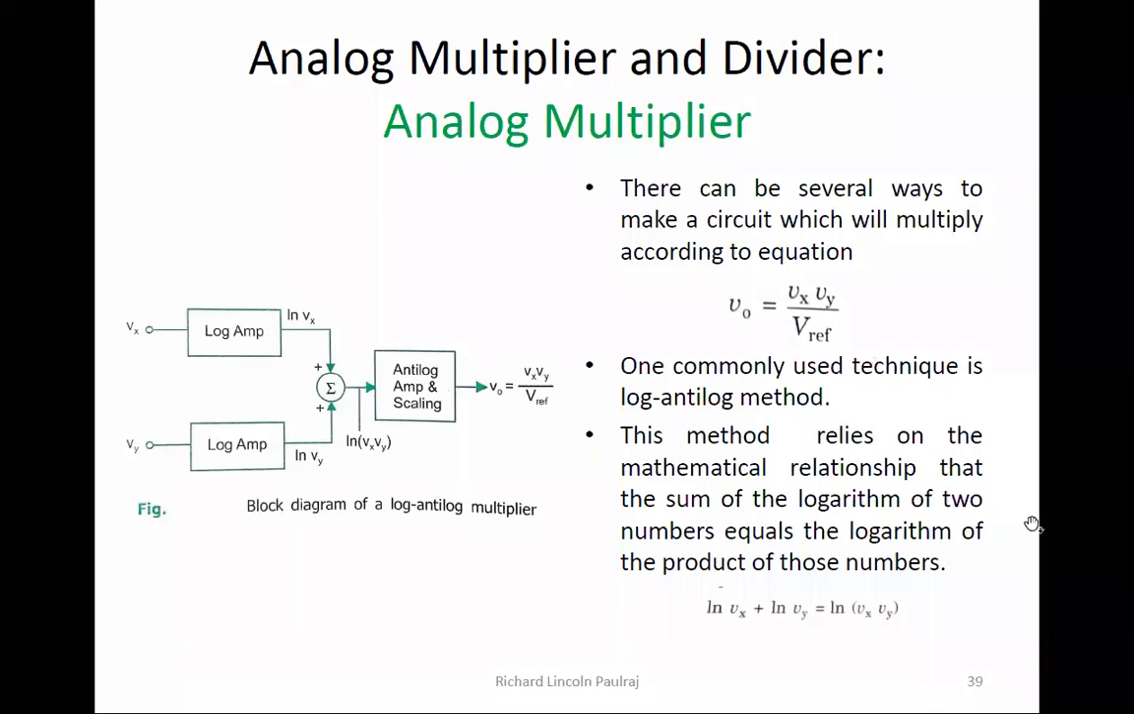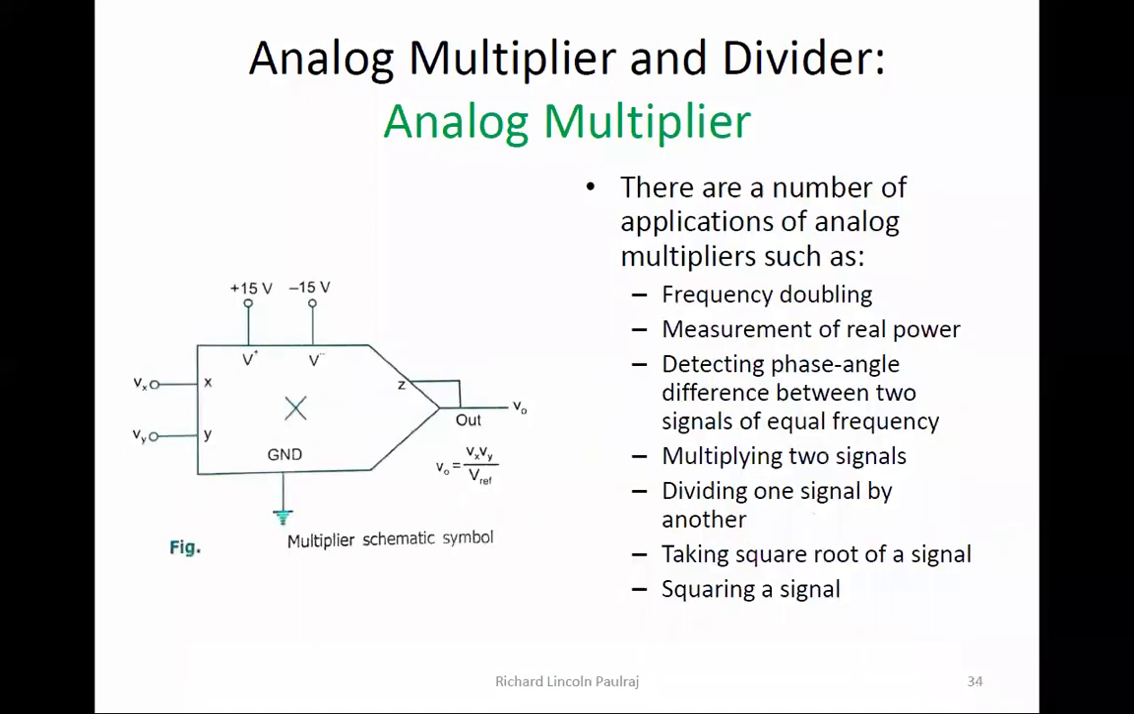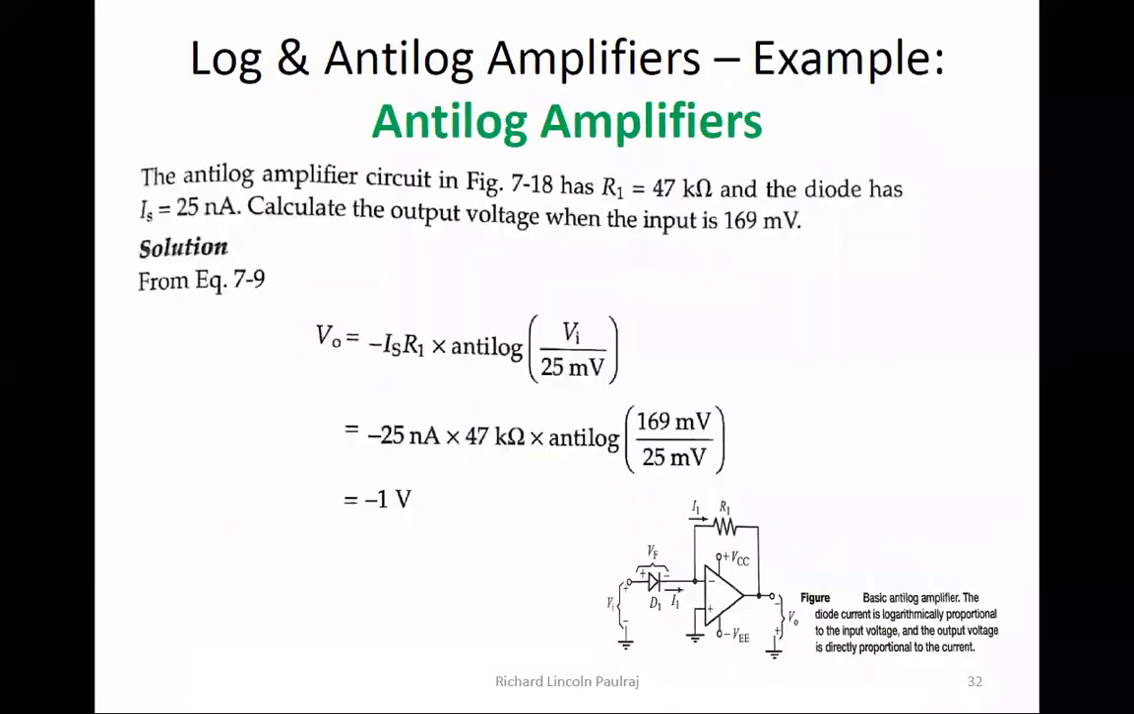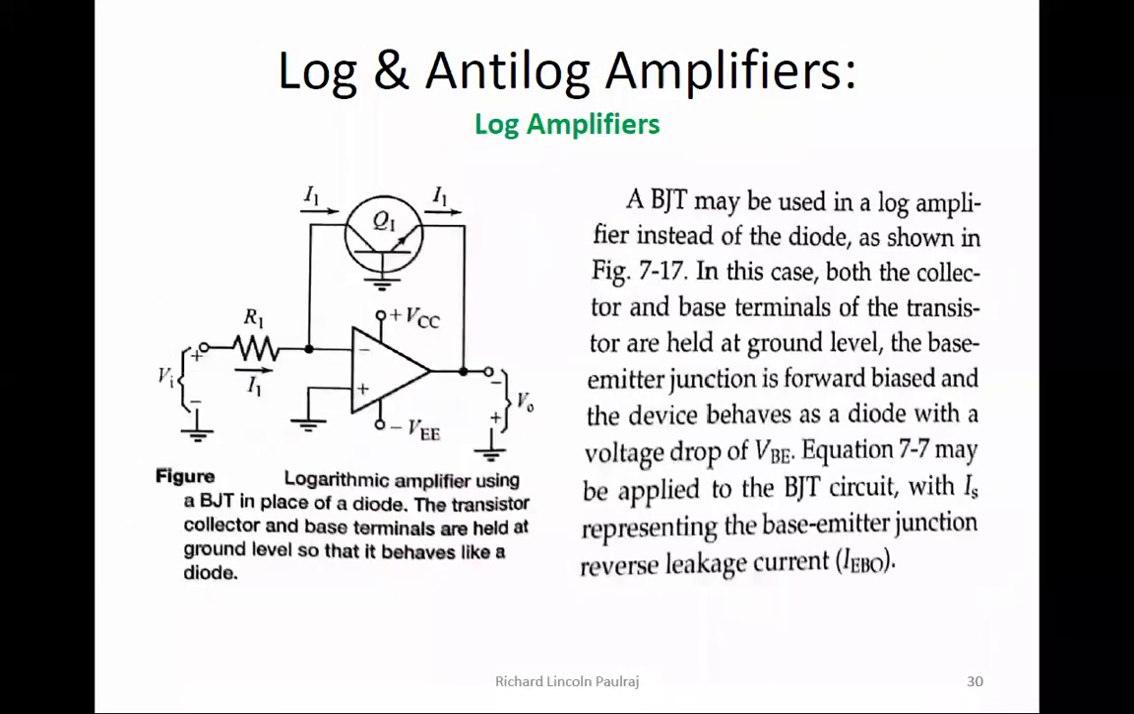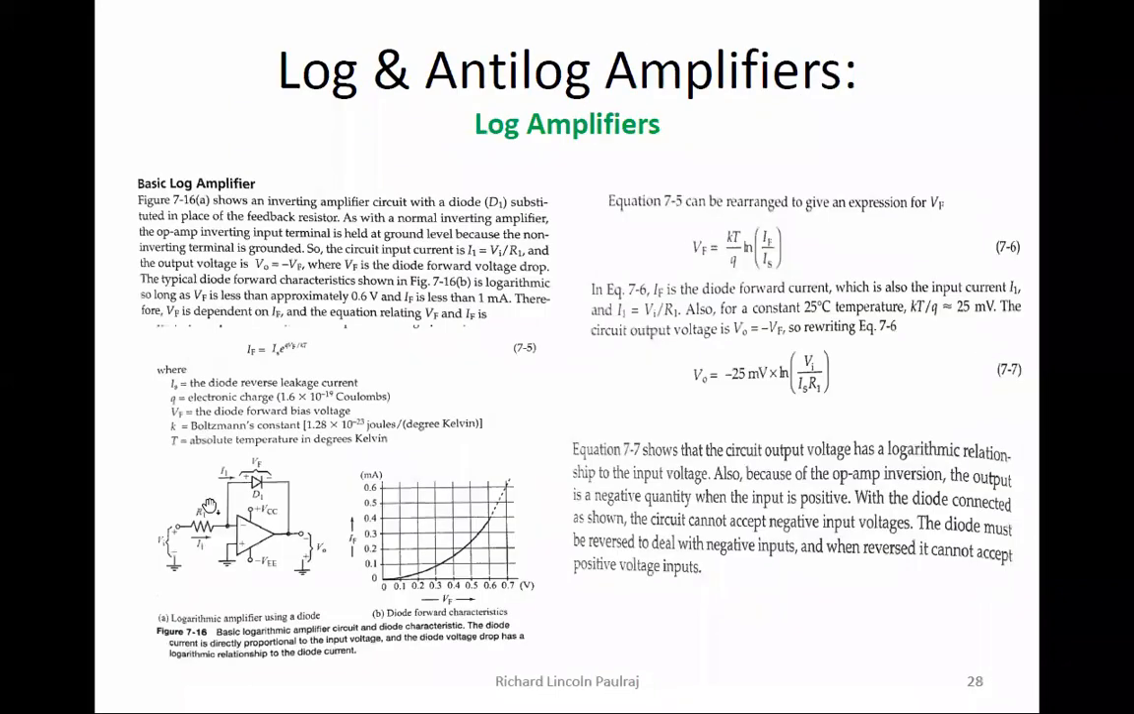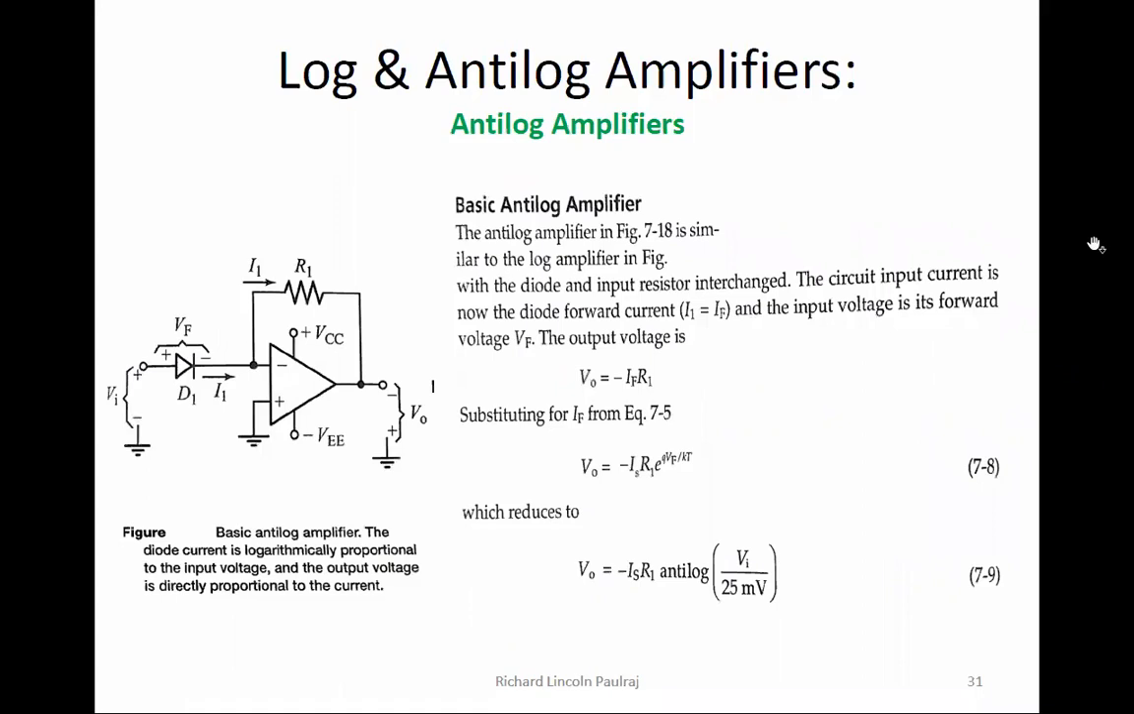So just recollect. See, it has an op-amp, it has a diode, and it has a resistance. So resistance is there, diode is there, and op-amp is there. These three together will help me perform the log operation. So that is what is called a log amplifier.